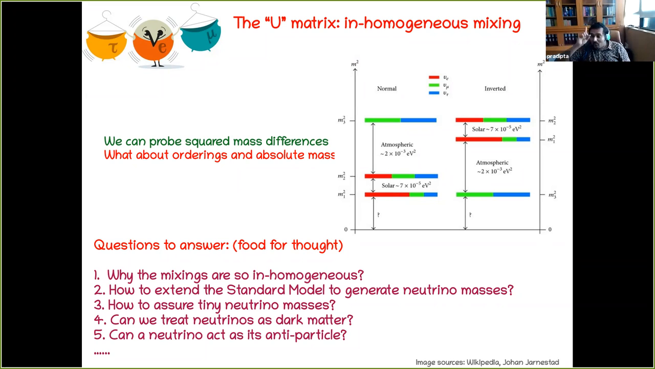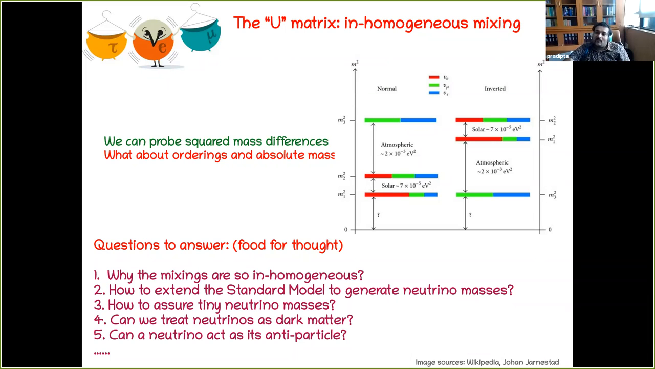And the most important question: neutrinos are the only elementary fermion in the standard model which is electrically neutral. So is it possible that we can treat a neutrino as its own antiparticle? We can do it for the photon, because the photon is electrically neutral. So if you believe that a particle can be treated as its own antiparticle, it has to be neutral. If you want to treat the electron that way, it's impossible, because it is carrying electric charge.